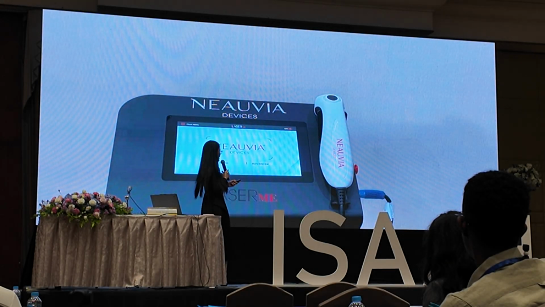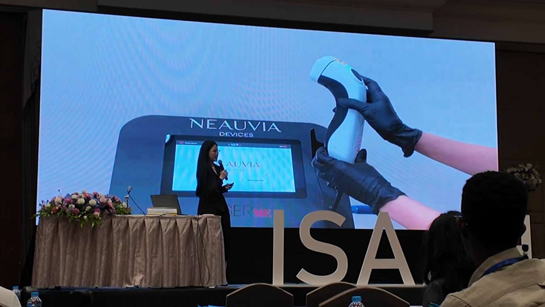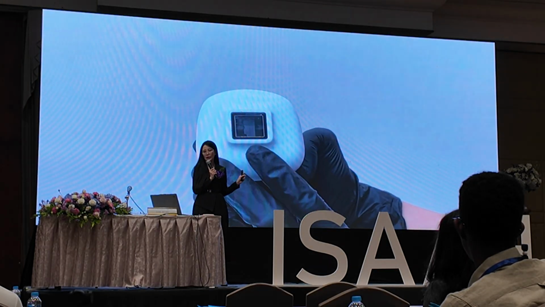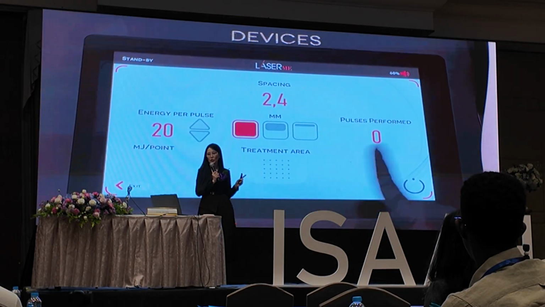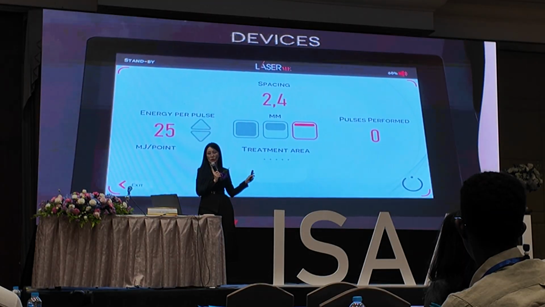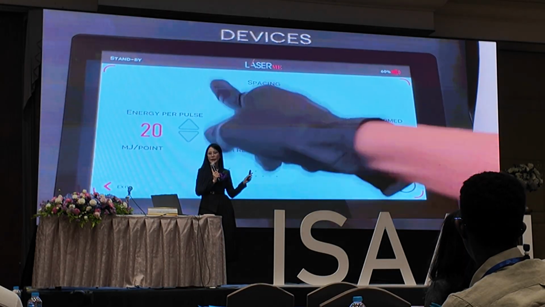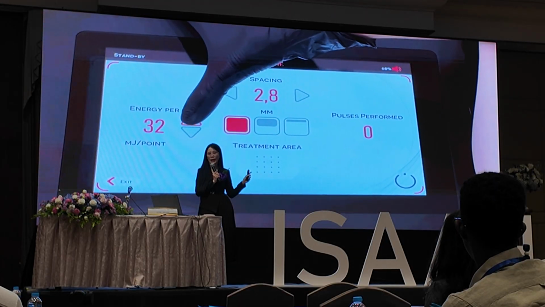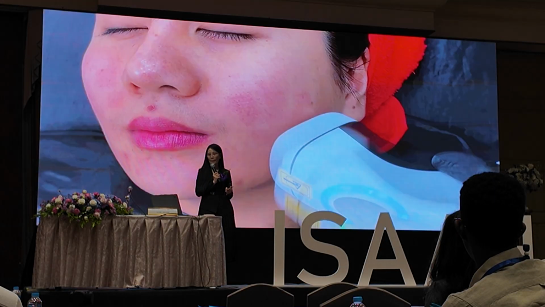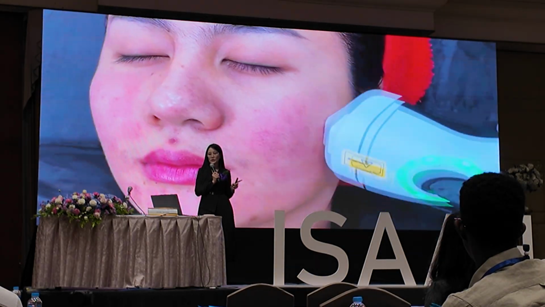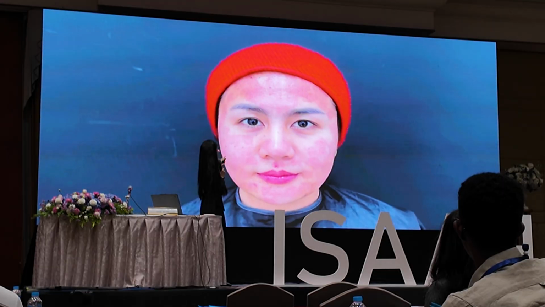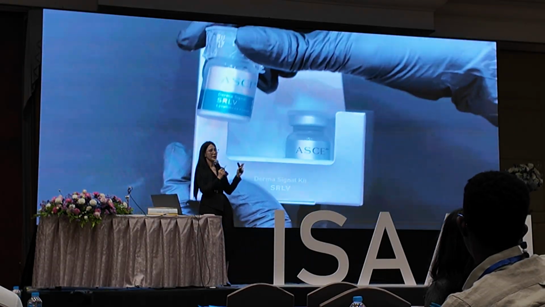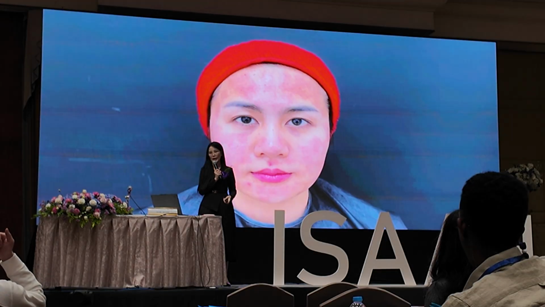And this is how we can use the machine. Here at the tip, it has a sensor. It has a basic one and an advanced one. With the basic one you can adjust only the energy and pulse, but with the advanced one you can adjust the spacing and the energy. It's very easy to do, and it's very fast. After, a little bit of redness, as you can see, not too much. The redness and the swelling will go within no more than 2 or 3 days.